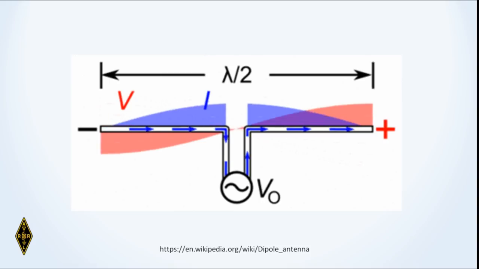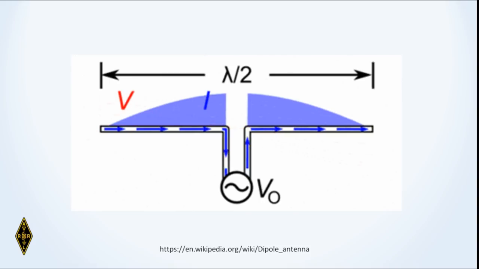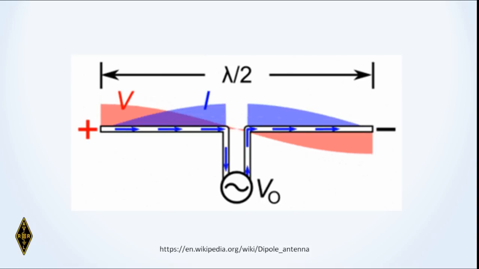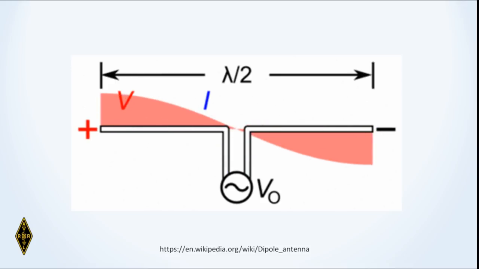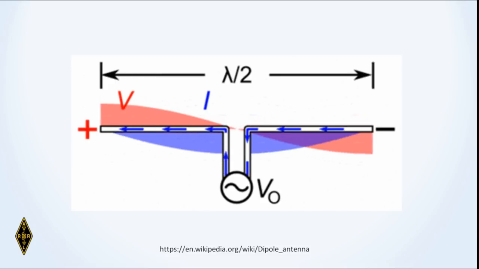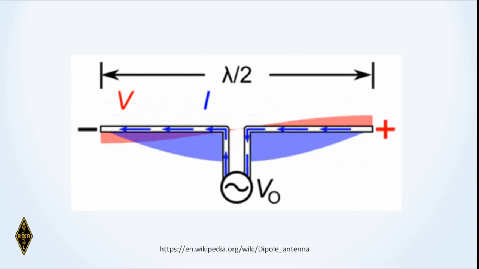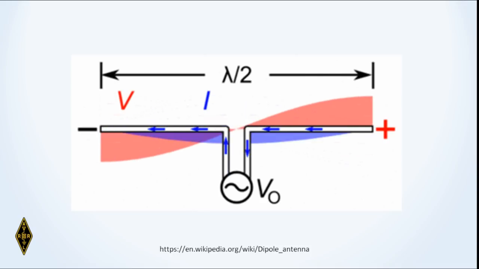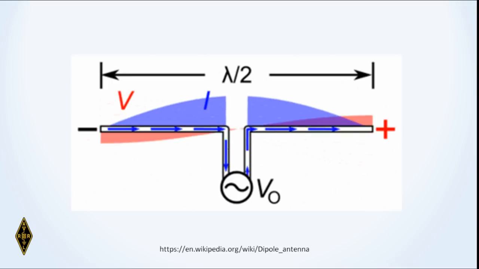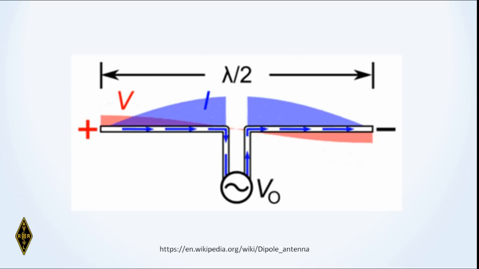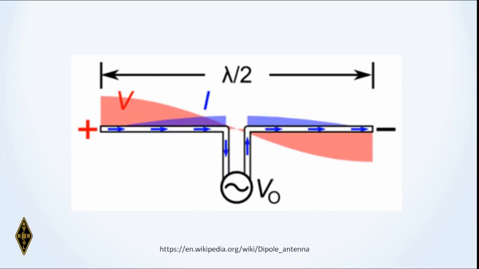And here's what happens on a dipole antenna when it's being fed at the center from a transmission line. The red are the voltages along the dipole antenna. And you notice that at the center of the antenna, the voltages are really quite low. But at the ends of the antenna, they can be very, very high.